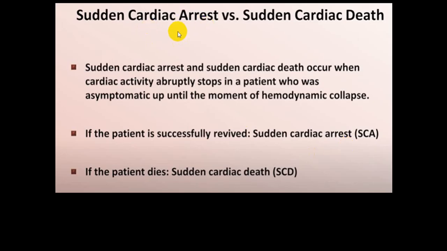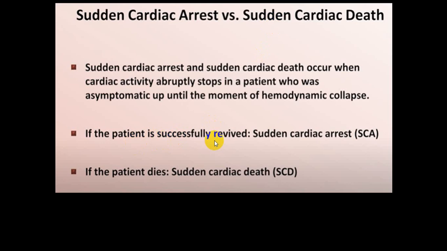Why is it of importance? Because in case of type 2 and type 3 variety of early repolarization, they can end up with sudden VT and VF, and there is a very high chance of sudden cardiac arrest as well as sudden cardiac death. Hence, this is very, very useful. Sudden cardiac arrest and sudden cardiac death occurs when cardiac activity abruptly stops in a patient who was asymptomatic up till the moment of hemodynamic collapse. That's why the word sudden is used before cardiac arrest and before cardiac death.